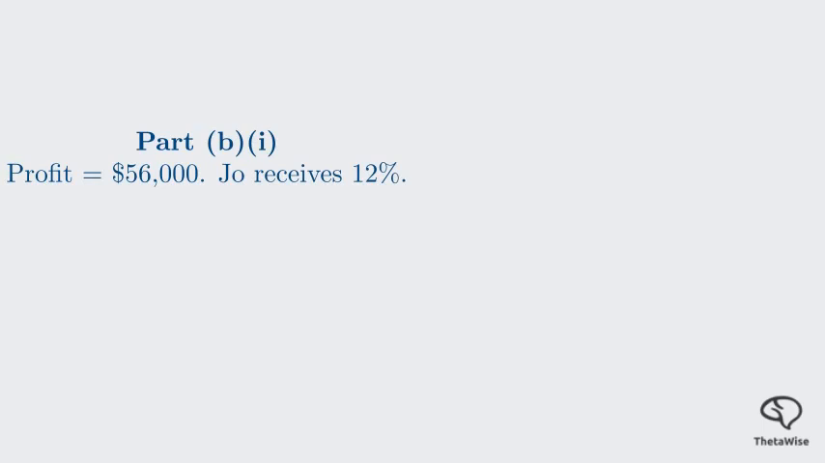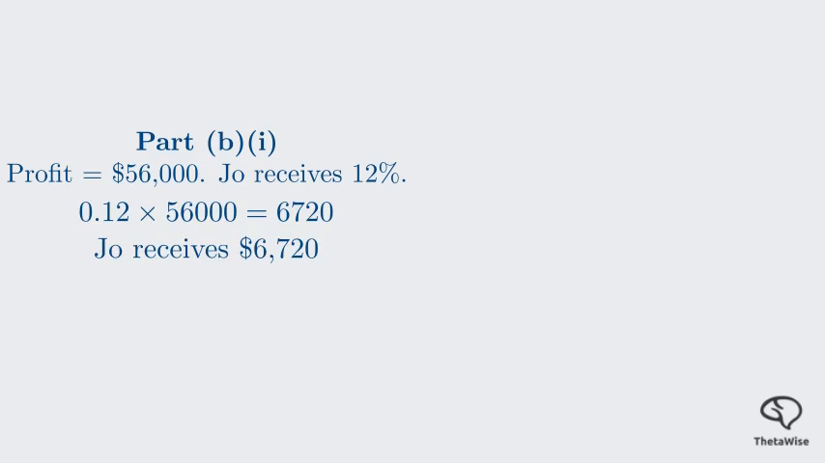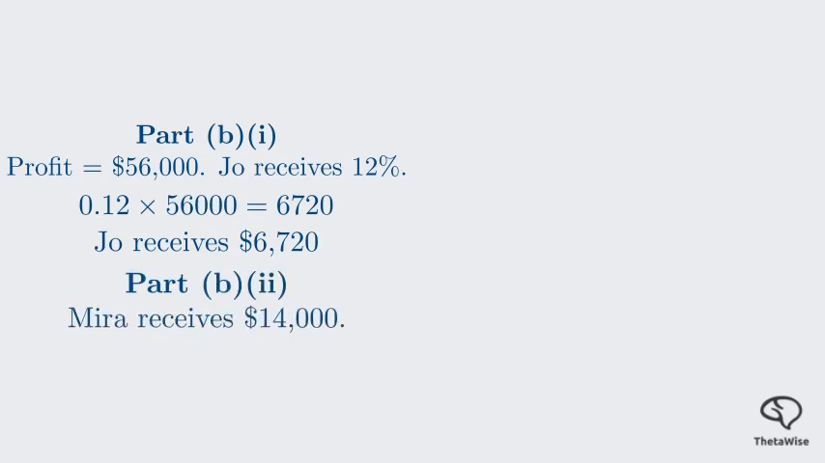In part B1, the total profit is $56,000. Joe received 12%. We need to calculate how much he gets. For Joe's share, we calculate 12% of $56,000. Joe receives $6,720. Mira receives $14,000.